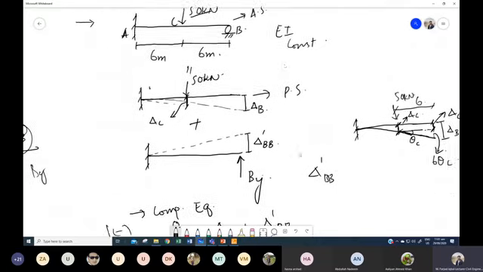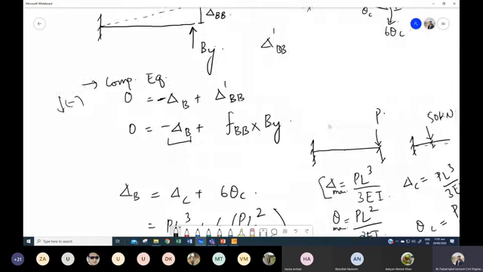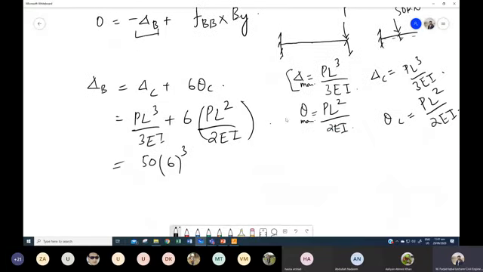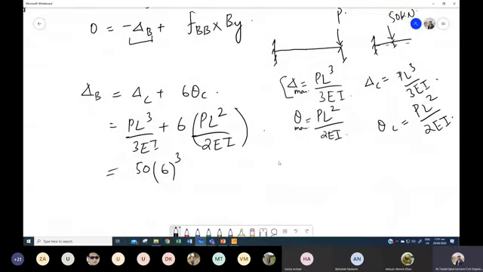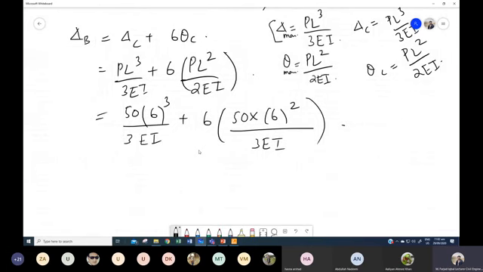Now just be careful about this one. This length, we have to substitute the half length. If the load was acting at the extreme right, then we could have used the full length. But since the load is at the center, we will use the half length for this one. Divided by 3, and this EI factor is constant, plus 6 into again 50 cross 6 here divided by 3 into EI. So what is this answer in terms of EI for this deflection at B point?